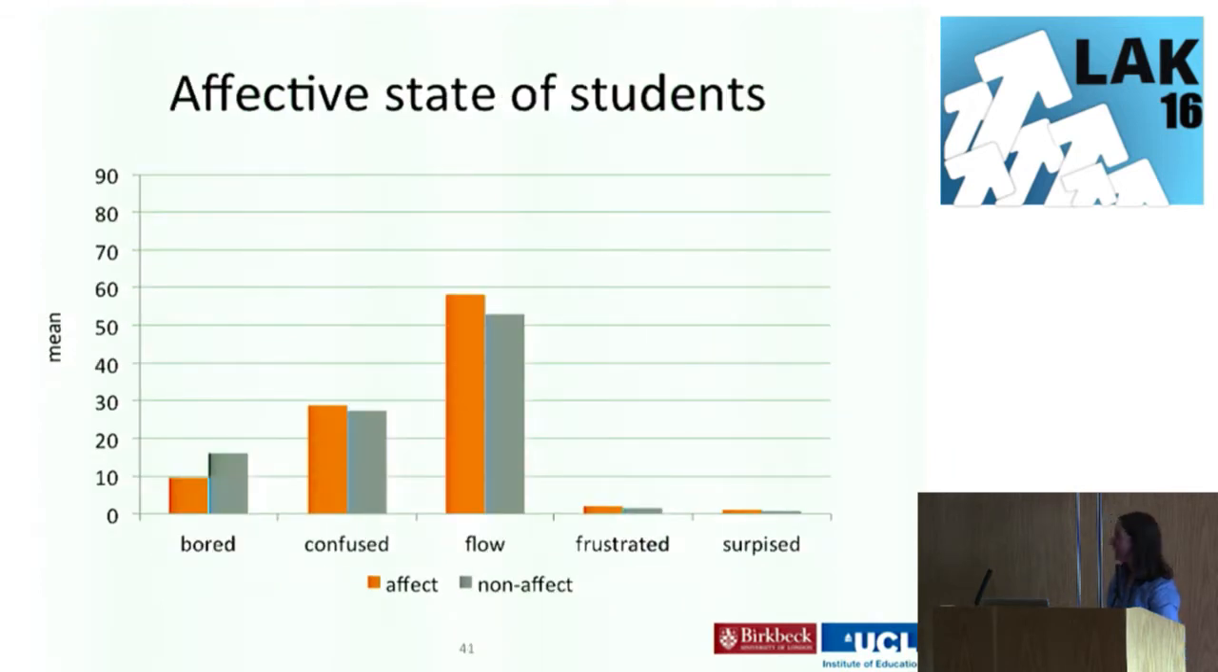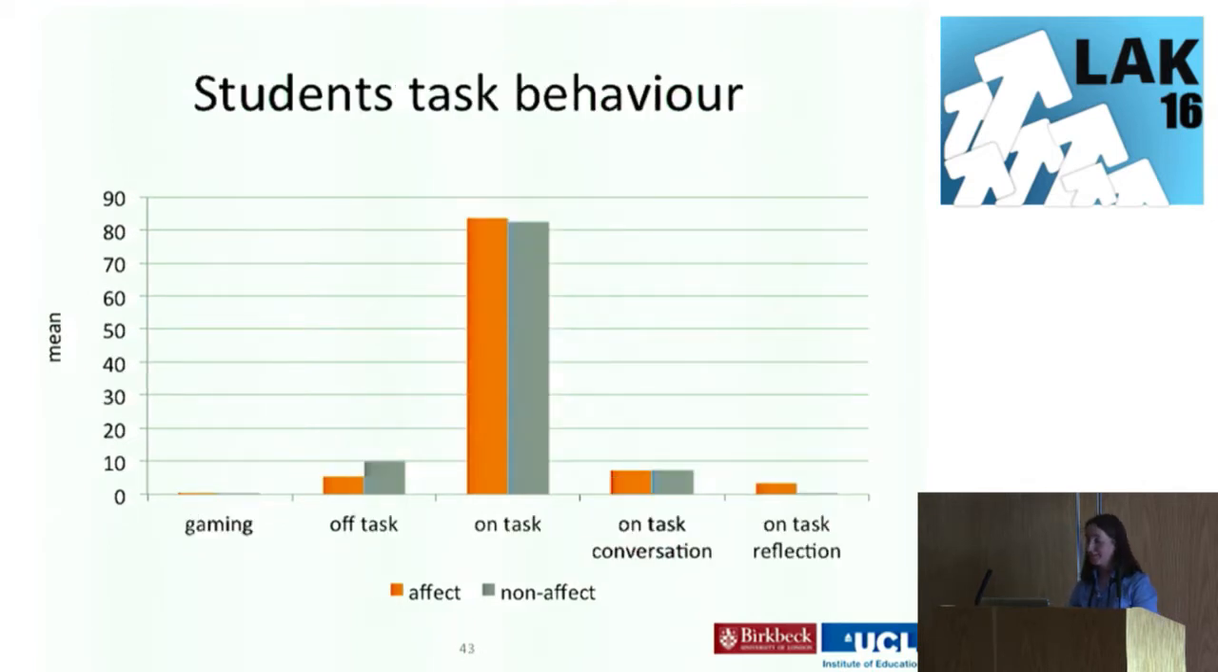Then looking at students' affective states, you can see here that in both conditions, students were mainly in flow. However, there was a medium effect size in the difference in boredom, so students in the affect condition were less bored than students in the non-affect condition. Now looking at task behavior, there you can see that in both conditions, students were mainly on task. However, there was a significant difference in off-task behavior. So students in the affect condition were significantly less off-task than students in the non-affect condition.